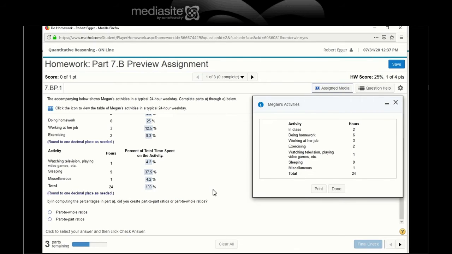In computing percentage of part A, did you create a part-to-part or part-to-whole? Now, in each case, for example, we did 9, which was the part of sleeping, over the full day, or the whole. So this was a part, that was a whole, so part-to-whole.